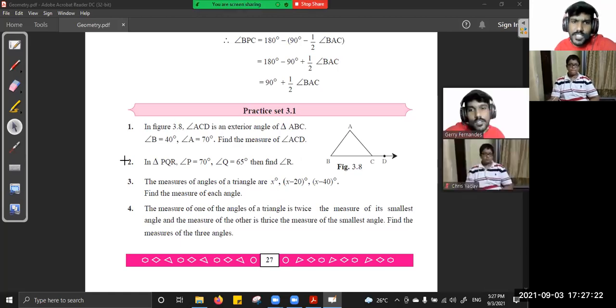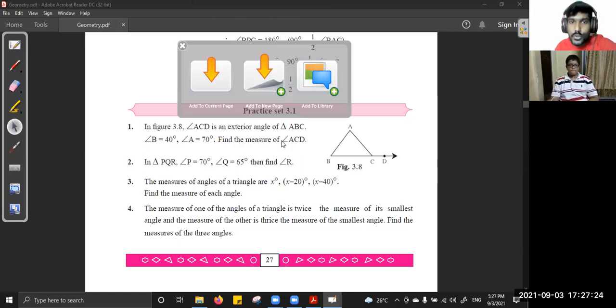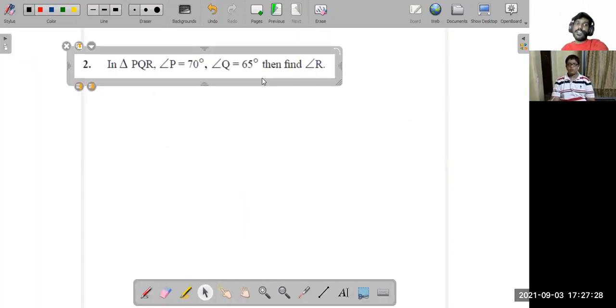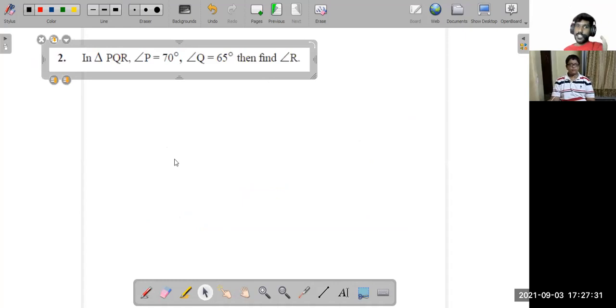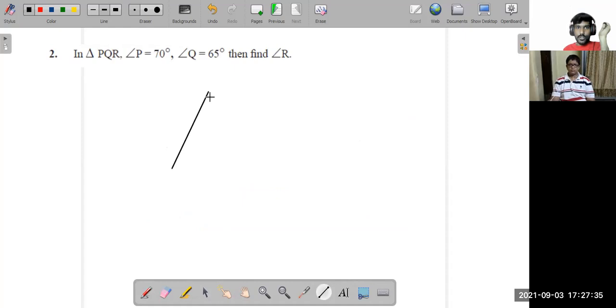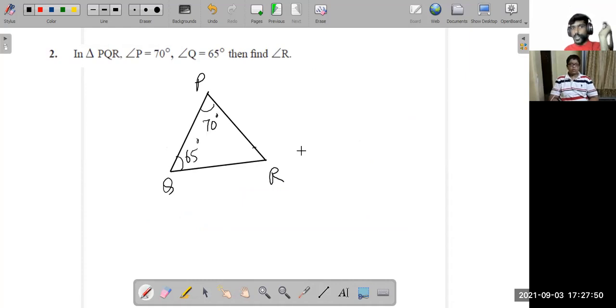Okay, second one is very easy. You will be able to do this on your own. How to do it, tell me first, second one. In triangle PQR, P is 70 degrees, Q is 65 degrees. You have to find angle R. So if I draw the triangle, suppose this is P, this is Q, this is R, this is 70 degrees, this is 65 degrees. You have to find out how much will be angle R. How to do it?